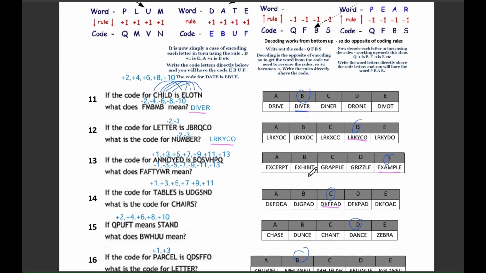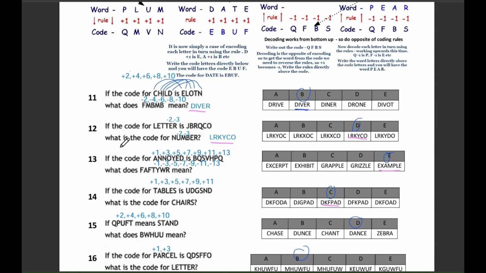Question 12. Okay, for this one, the code for letter is JBRQCO. Now, let's see what the code is doing. From L to J, it's -2. From E to B, it's -3. From T to R, it's -2. E to Q is -3. R to C is -2. And from R to O, it's -3. So we see that the pattern is alternating between subtracting 2 and 3.